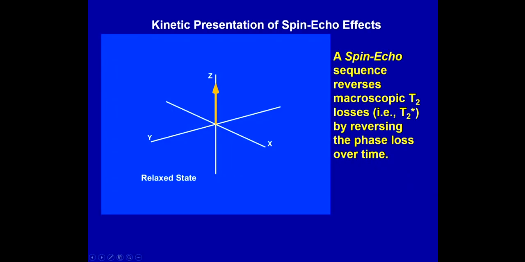We'll start out with Z magnetization. We tip into the XY plane. We get dephasing. But now there's the refocusing pulse. And by waiting the same length of time, if they moved 45 or 60 degrees during the first echo delay, they're going to come back 45 or 60 degrees. That's why they refocus. So we'll see that refocus a second time.